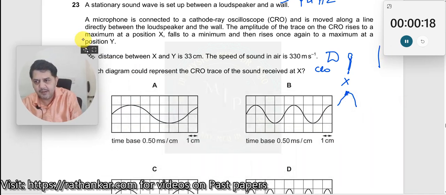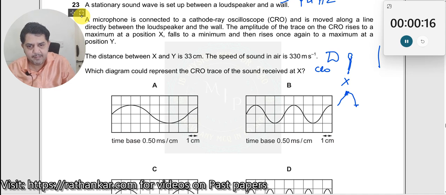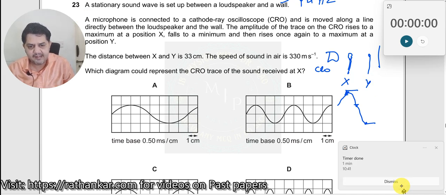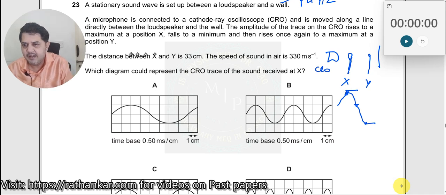Let me move my picture here. It falls to a minimum, this is your minimum. And then again it rises to a maximum at position Y. So as you start moving here, it is a maximum once again here. X and Y are positioned exactly at these two peaks. So what is the distance between them? The distance is 33 centimeter. He has already given this to you as 33 centimeter.